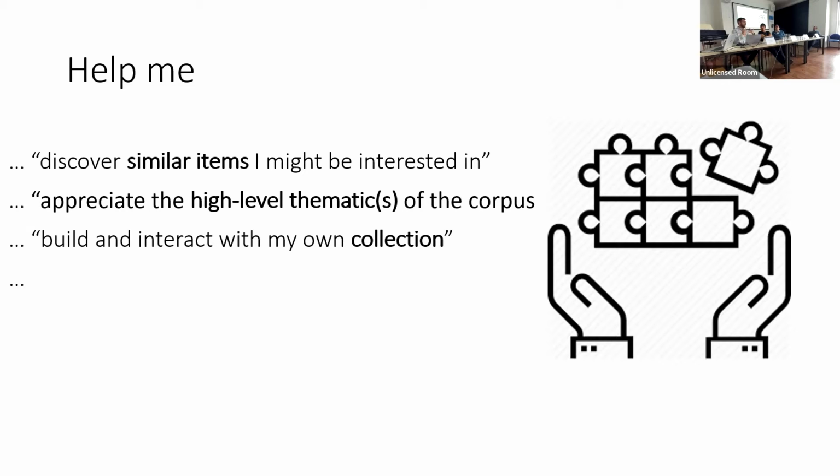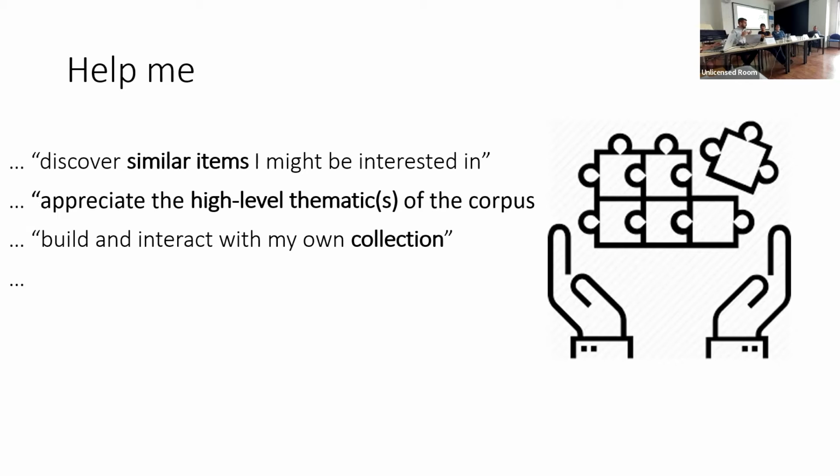So where they're like, okay, I found a certain number of items, I want to find similar items in the collection. So having some sort of a recommendation system to suggest them. Or I create a corpus and I want to see some sort of bird's eye view, high level thematics of my collection. Or again, build my corpus.